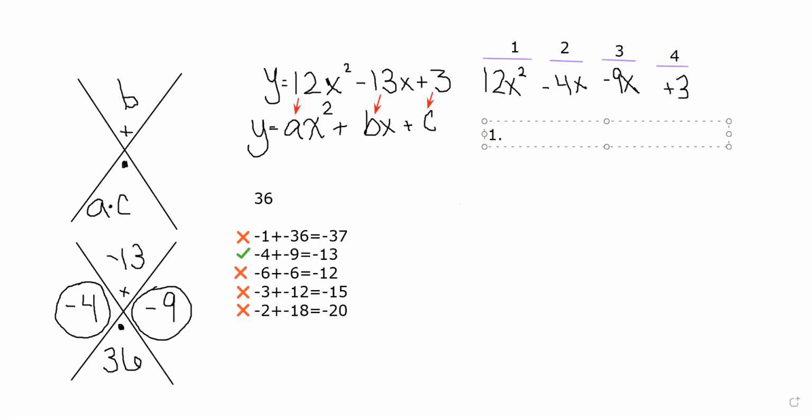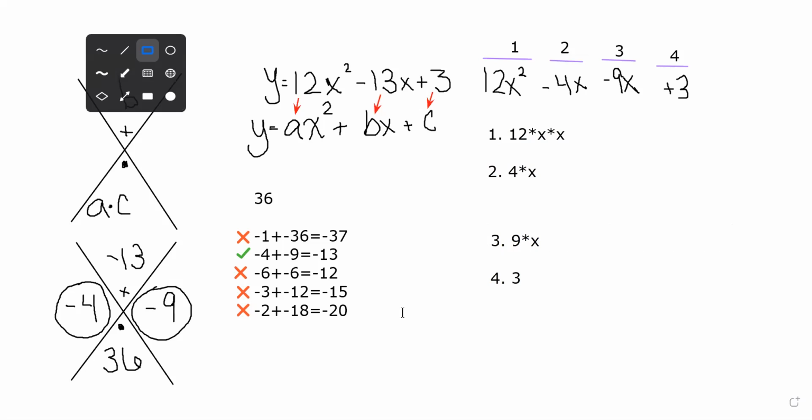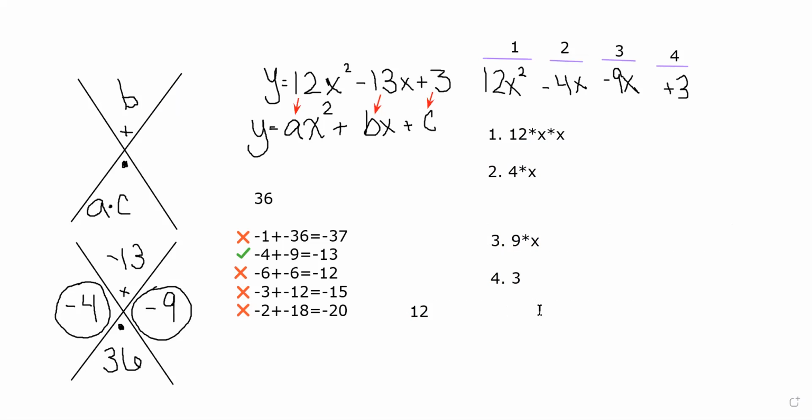So for our first, we can do 12 times X times X. Second is 4 times X. Third is 9 times X. And fourth is just 3. But now we have to factor things. So 12, 4, 9. 3 is 3, right? We already know 3 is a prime number. It can't be factored. Twelve and four are even. 9 we did last time, so we should still remember that. No problemo.